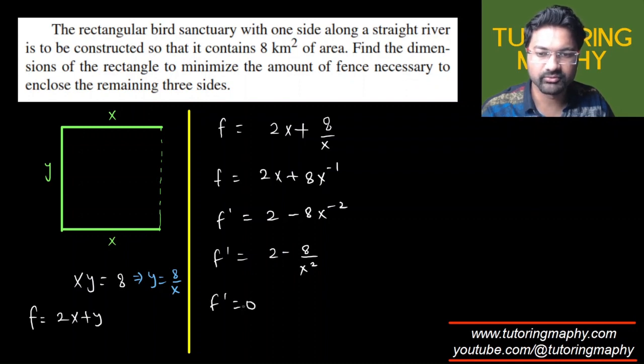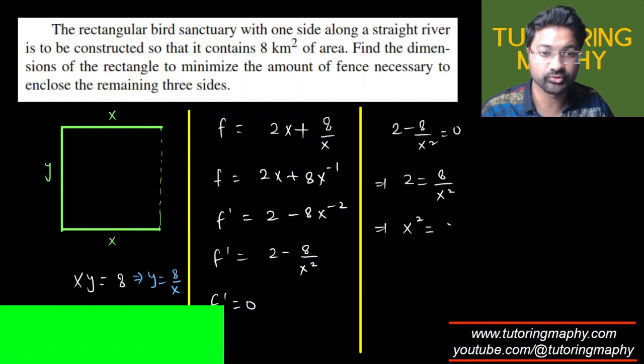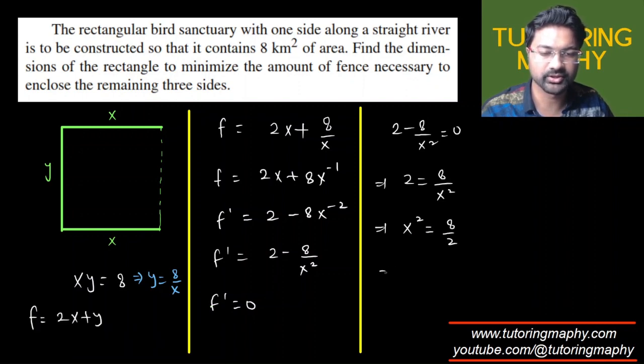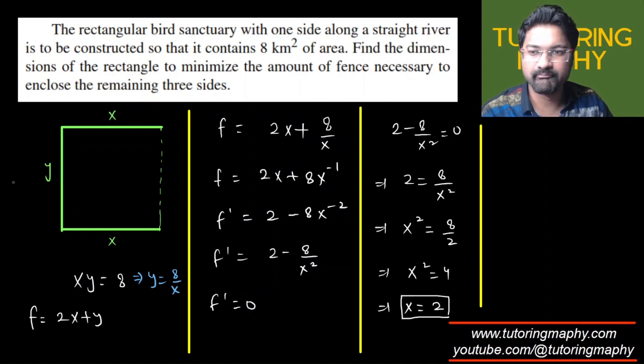So f prime should be equal to 0, which means that 2 minus 8 over x squared should be 0, which means that 2 should be equal to 8 over x squared, which means that x squared should be equal to 8 over 2, cross multiplication, which means that x squared should be 4, which means that x should be plus minus 2, but I won't write minus because x cannot be negative in this case because that's the length of the sanctuary. I have to make sure that at 2 I'm getting a local minima.